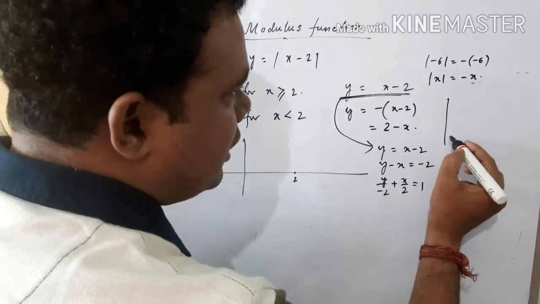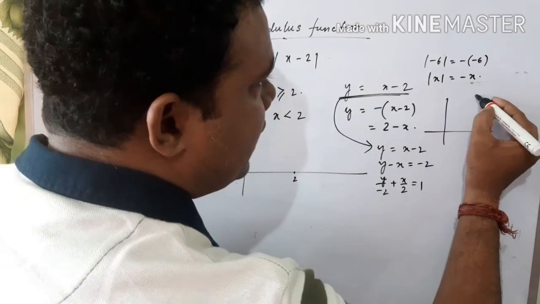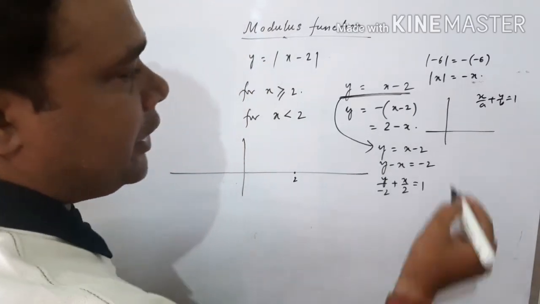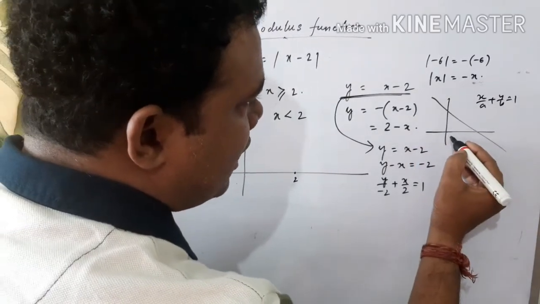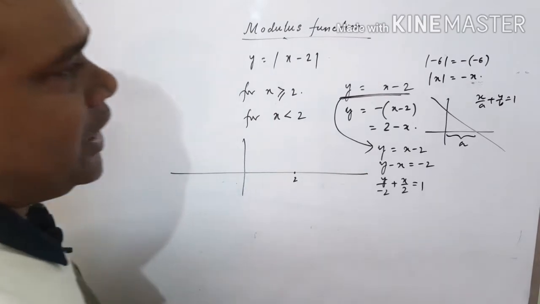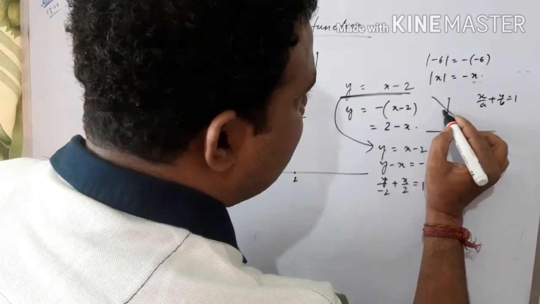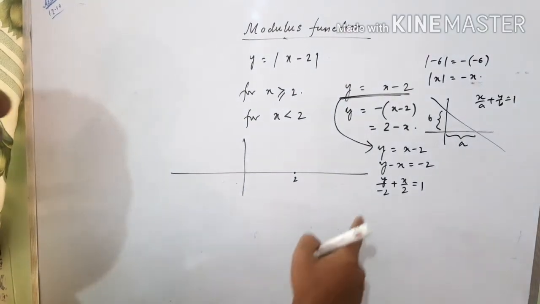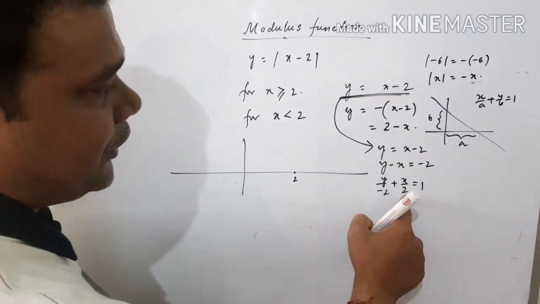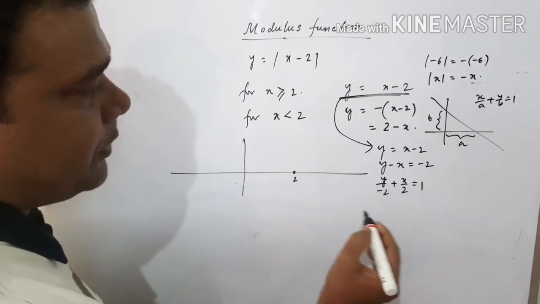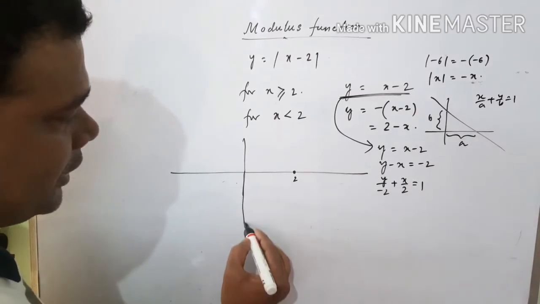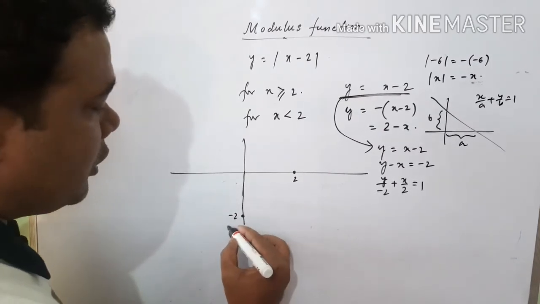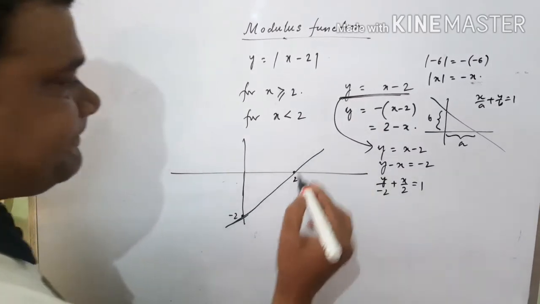Just remember that the graph of a function of the form x by a plus y by b equals 1 implies a straight line which cuts the x-axis at a distance a from the origin and the y-axis at a distance b from the origin. Now here is the line which cuts the x-axis at a distance 2 from the origin. Here is the point. And it cuts the y-axis at a distance minus 2 from the origin. Here is the point minus 2 on the y-axis. So the line is like this.